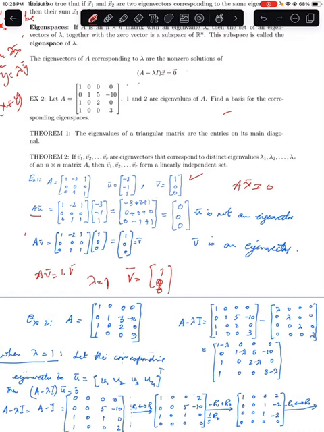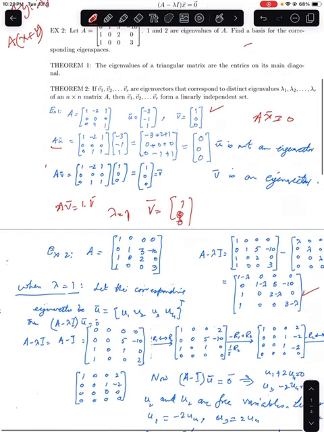So then I compute A minus lambda I, and I get this matrix. Now what I am going to do is use this matrix for each eigenvalue one by one, and figure out what our eigenvector will look like.